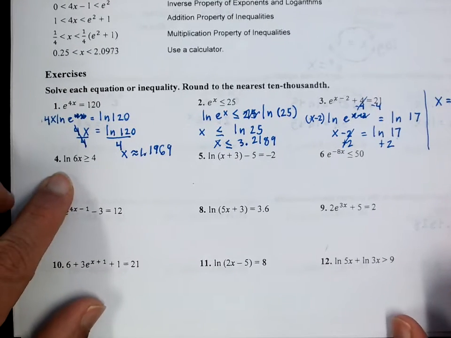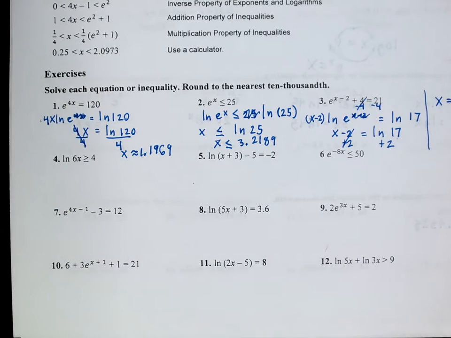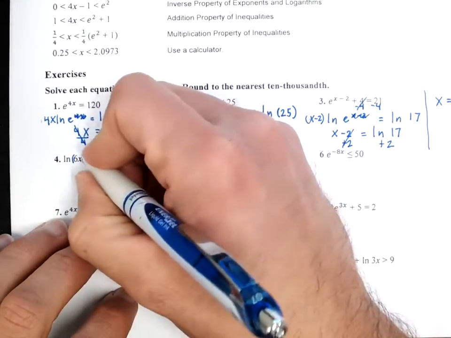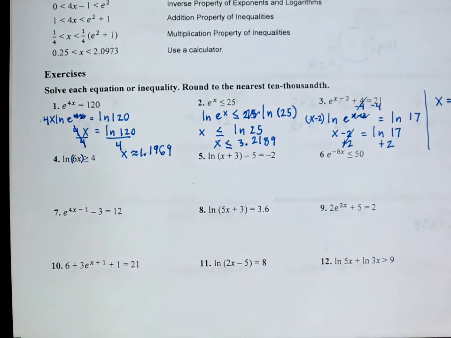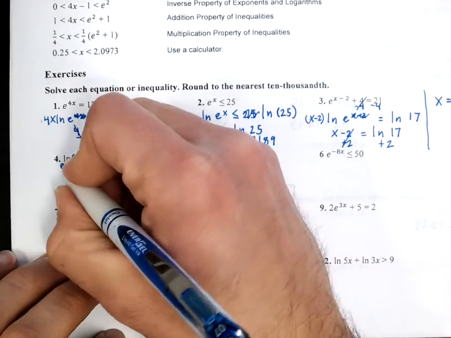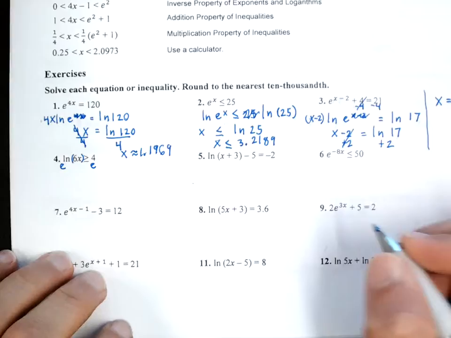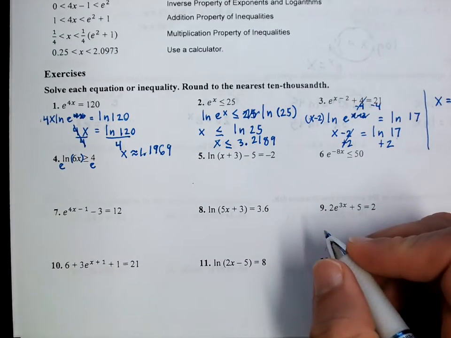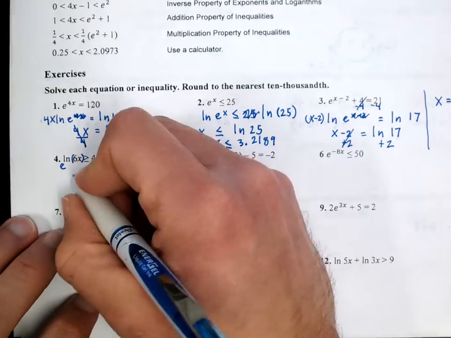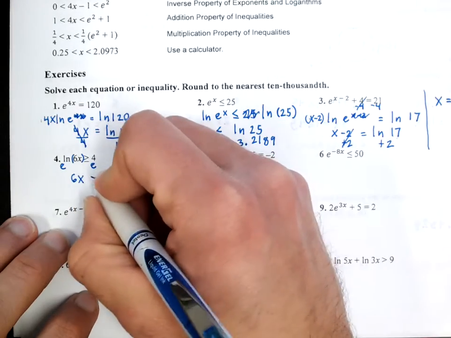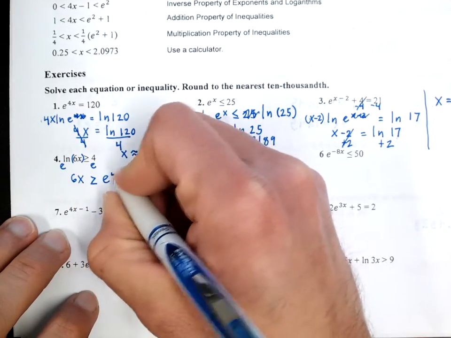Now let's go to a problem like number 4. Now this is a little bit backwards. Notice that the variable is inside this natural log. So to uncouple that, to essentially set it loose, to get to the 6x, I have to use base e on each side. When I use base e on each side, that cancels the natural log. I end up with 6x on this side, and on this side I'm going to end up with e to the 4th.